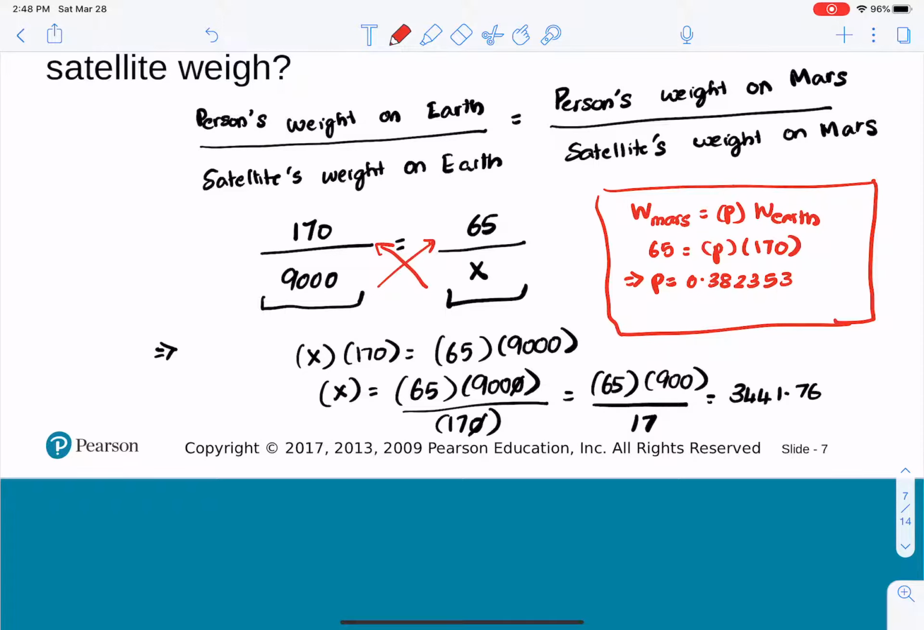So if that is the case, the satellite's weight on Mars would simply be equal to p times the satellite's weight on Earth. So we multiply 0.38235 times 9,000, and you should get the exact same answer. That is the reasoning behind it. It doesn't matter whether you take that approach or this approach. It is entirely up to you.